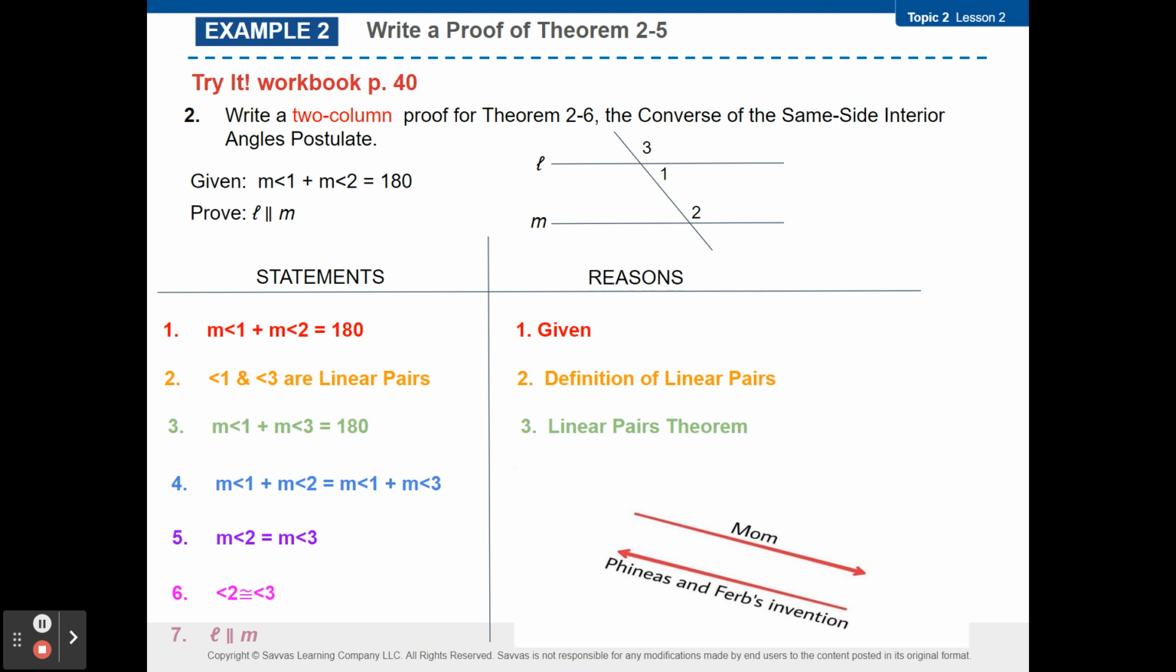Part 5 in purple. Measure of angle 2 equals the measure of angle 3. What happened there? What property is that? Someone knew. Go ahead. Subtraction property of equality. Perfect. Subtraction property of equality. Then we state in pink that angle 2 is congruent to angle 3. Why? Someone knew.